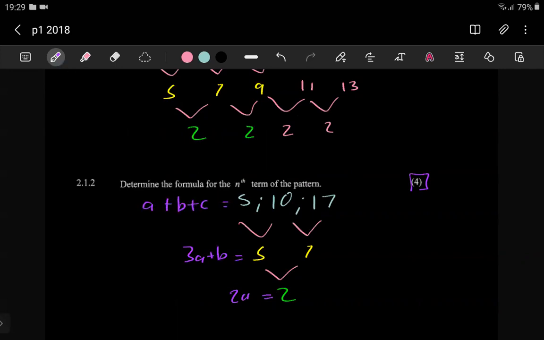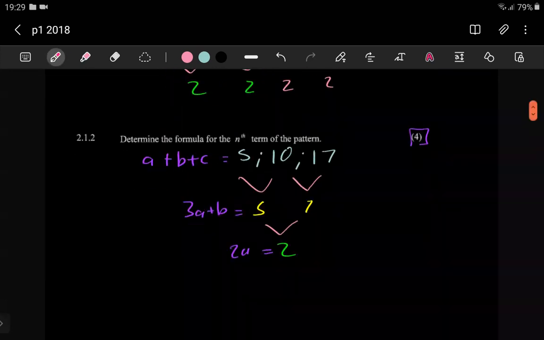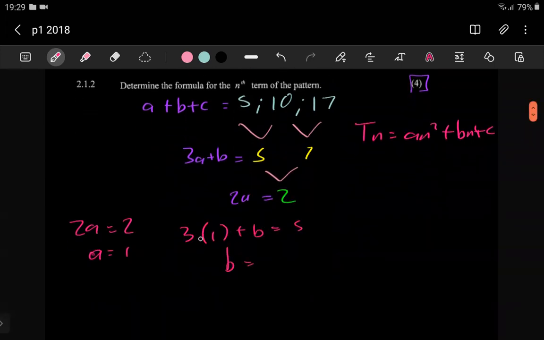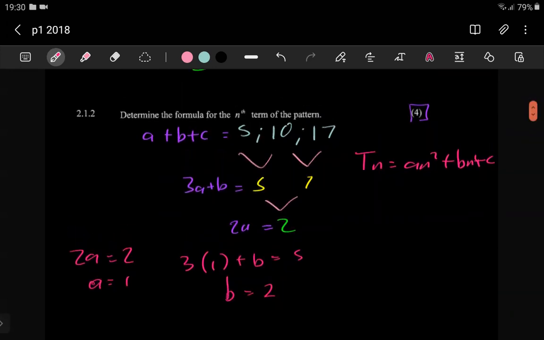Now, this is already something a lot of people know, which is good because it's 3 marks. Working out your formula, we know we just need to get Tn is equal to an squared plus bn plus c. We're going to start from the bottom as usual. 2a is equal to 2, so a here is 1 because you divide both sides by 2. And then your b here is 5 minus 3, which is 2. Here you put 1 plus 2 plus c is equal to 5. And then your c value, when the 3 goes to the other side, is 5 minus 3, which is 2.